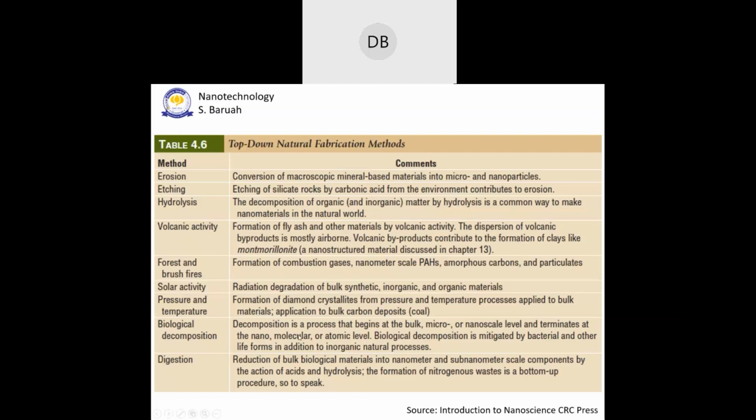So decomposition is a process that begins at the bulk, micro or nanoscale level and terminates at the nanomolecular or atomic level, because it goes on breaking, and finally it almost goes to the atomic level. Atomic or molecular. You know what a molecule is? A molecule is basically a few atoms interconnected by some bonds, and they remain together. Like water has hydrogen and oxygen. So we talk about a water molecule, right? We don't say water atom. Those molecules have their own identity; they remain together.